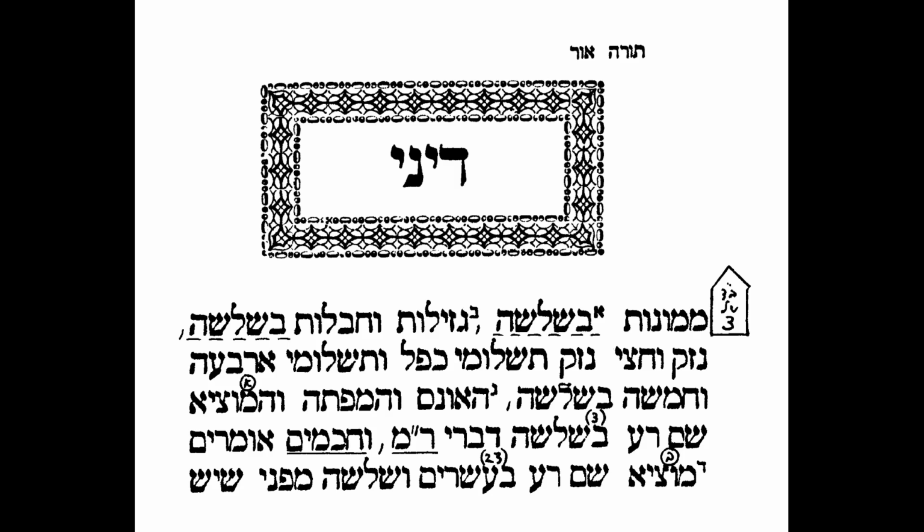Tashlume kefel, a double payment that's characteristic of a ganov, of a thief. V'tashlume arba v'chamisha b'shlosha, and the payments that are made in the case of the theft of a shor, of an ox, or a keves or a tzon of sheep. Those are situations where the animals are stolen and subsequently slaughtered or sold. They pay 4 or 5 times the value. The cases of those natures are judged by 3.